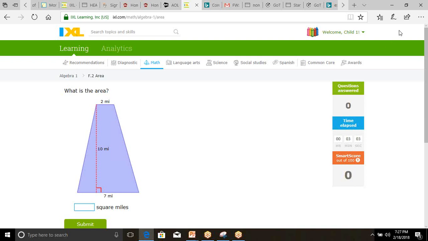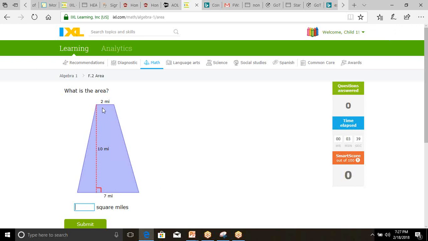So this is a trapezoid. And let me give you the definition for a trapezoid because you're going to get this. A trapezoid is a four-sided figure. So this has four sides, right? With only one pair of opposite sides parallel. So this side is parallel to this side, right? They're parallel.